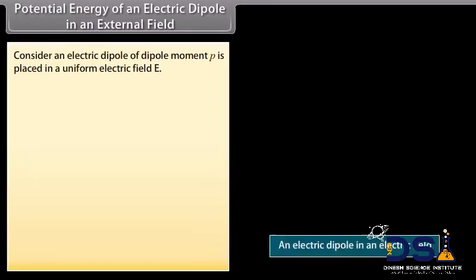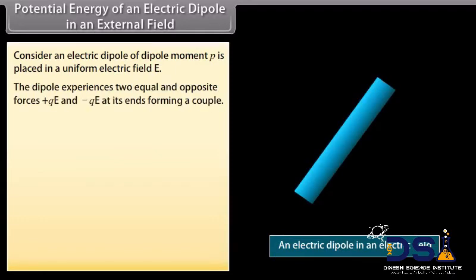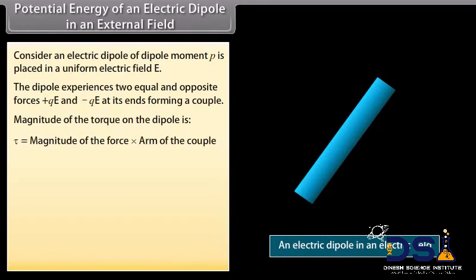Potential energy of an electric dipole in an external field. Consider an electric dipole of dipole moment P placed in a uniform electric field E. The dipole experiences 2 equal and opposite forces, plus qE and minus qE, at its ends, forming a couple. The magnitude of the torque on the dipole is equal to the magnitude of the force times the arm of the couple. Tau is equal to qE into 2L sin theta, which is equal to PE sin theta.